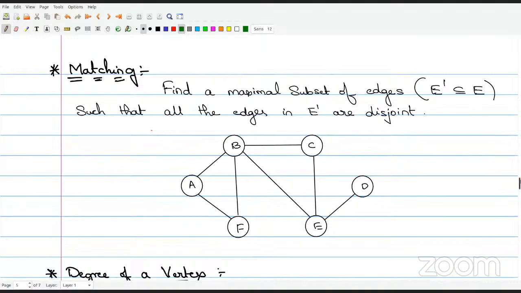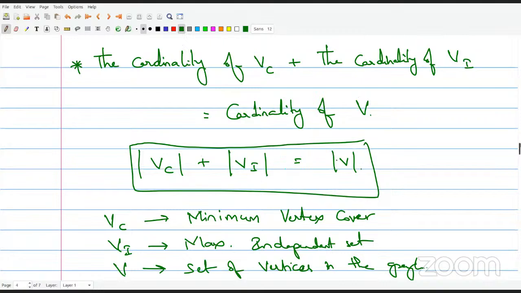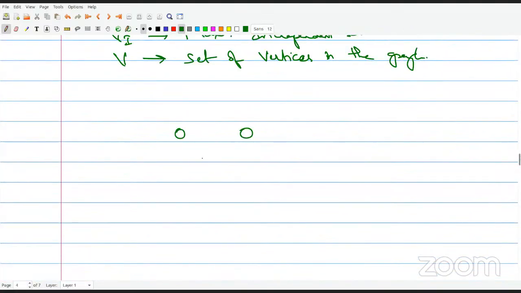Sir, I have a small doubt. In the definition, you have mentioned VC or VI is a subset of V, right, sir? So why is the equal sign there? The equal sign is just to show that it can be the entire set of elements of V also. I can give you an example. If there are no edges at all, like V1, V2, V3, this is also a graph with 4 vertices and no edges. Now if I compute the independent set, my independent set will be the whole vertex set.